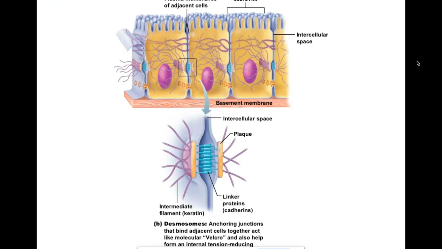So here's a picture of our desmosomes. Like I said, it's kind of like a zipper. You have your little linker proteins that are attached to a plaque on the intracellular side. These are anchoring junctions that bind adjacent cells together that act as kind of like a Velcro or a zipper to help form an internal tension-reducing network of our fibers here.